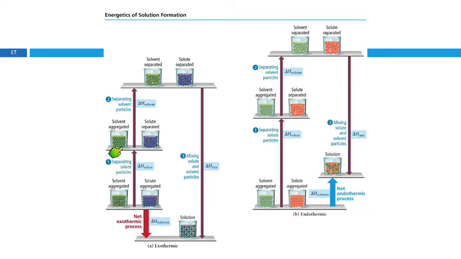So the steps that we talked about were first taking the solute and separating that. So that requires an input of energy. Taking the solvent, separating that requires an input of energy. And then when you put these together, that's going to release energy. So if this one is bigger than the sum of those, then the overall forming of the solution will be exothermic. Heat will be released. When the solution forms, it will get warm.